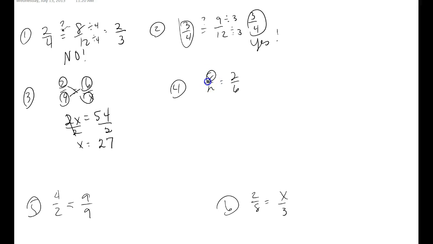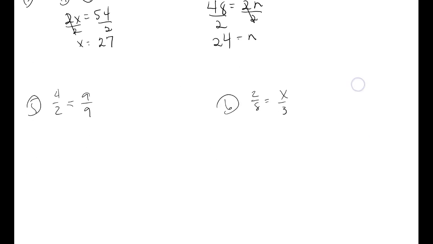Number 4, crisscross this way. 8 times 6 is 48. Recopy the equals. N times 2 is n times 2. You could either write n2 or 2n. Now 2 times what number is 48? That's the same thing as dividing by 2. So that would be a 24.